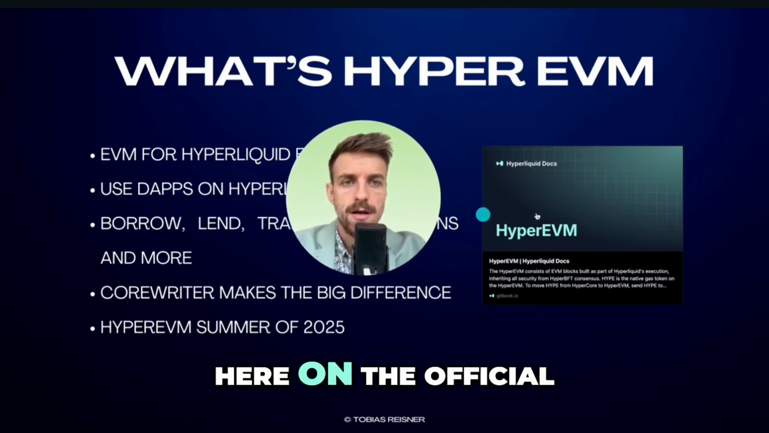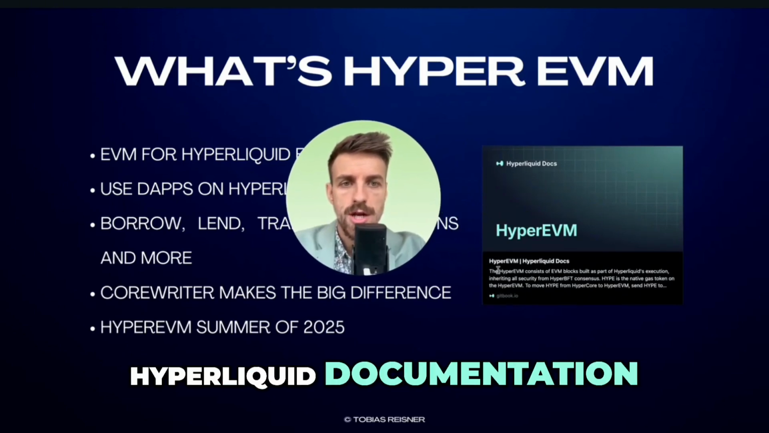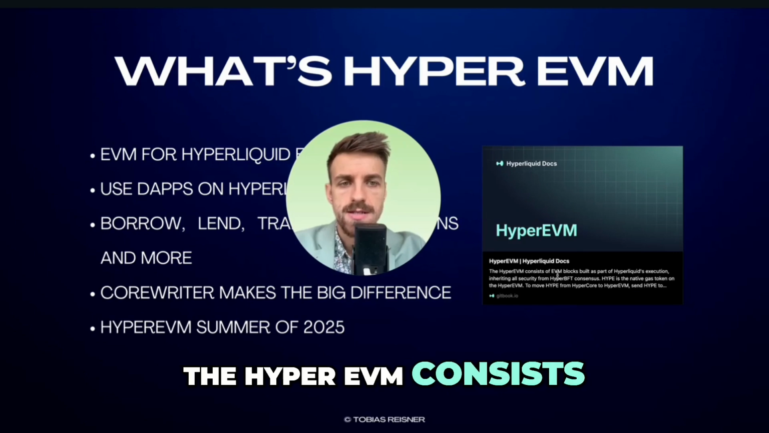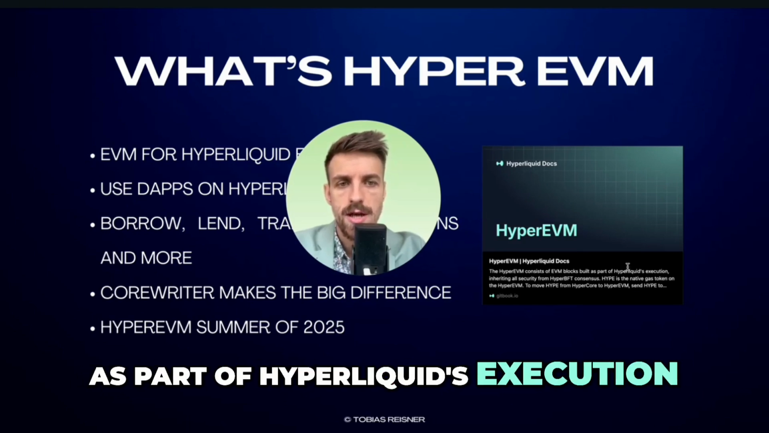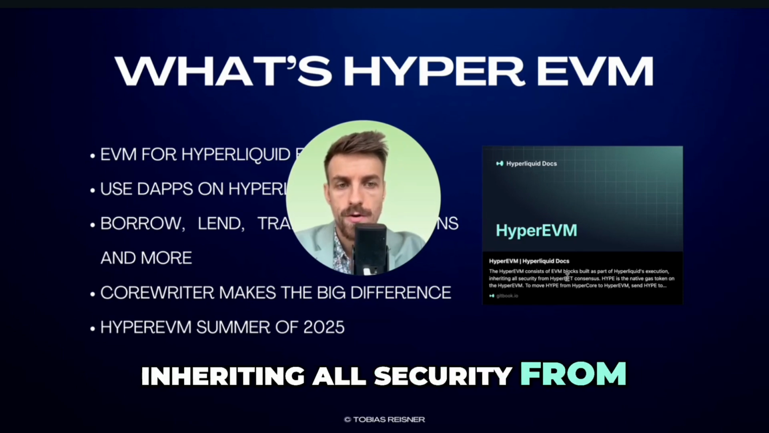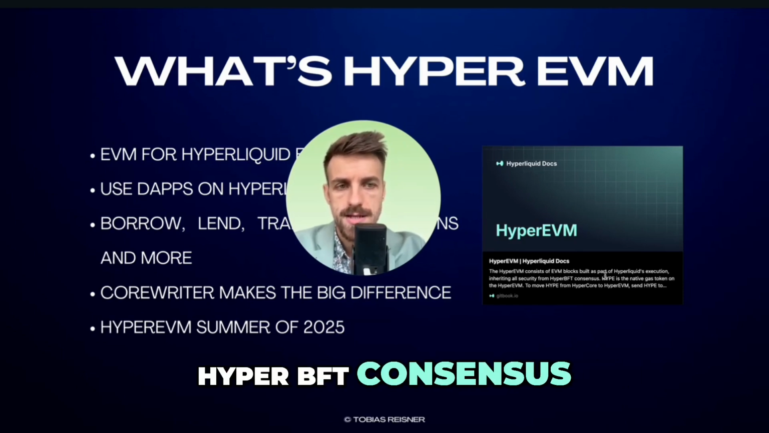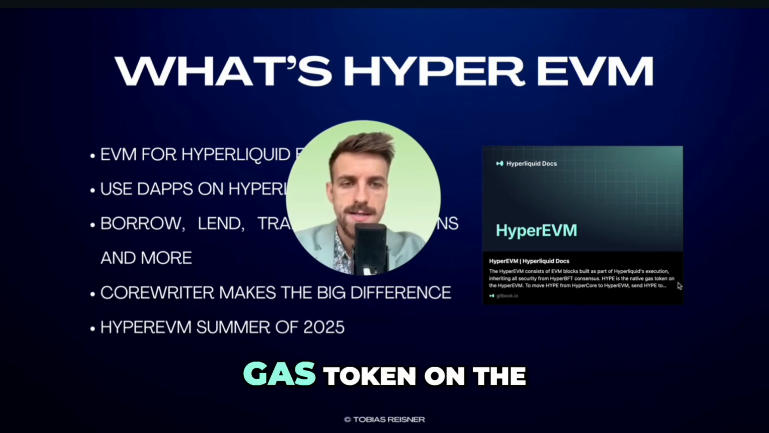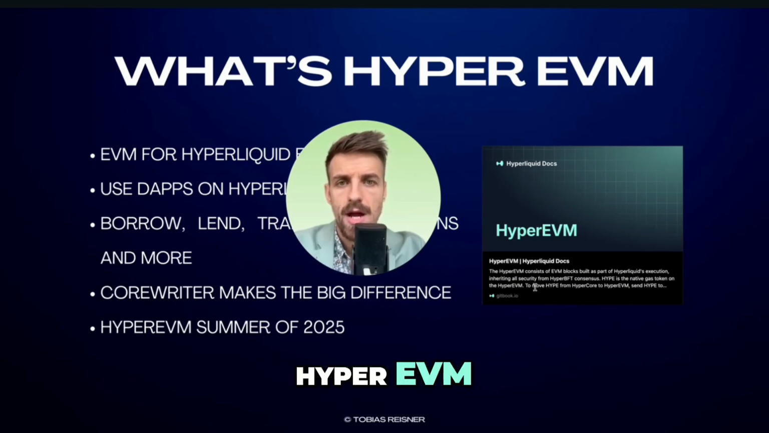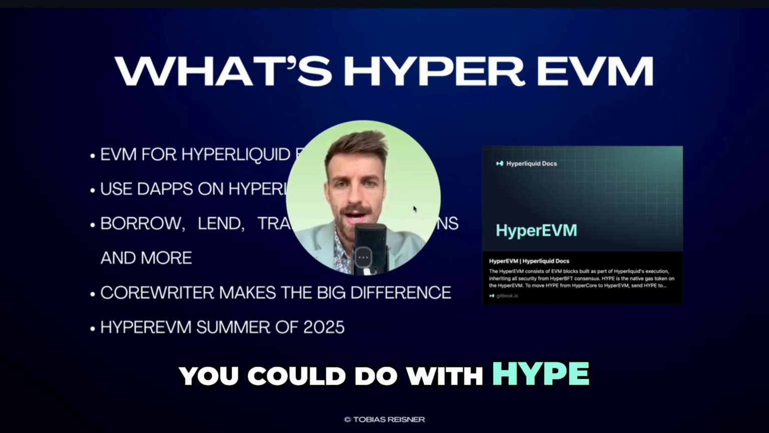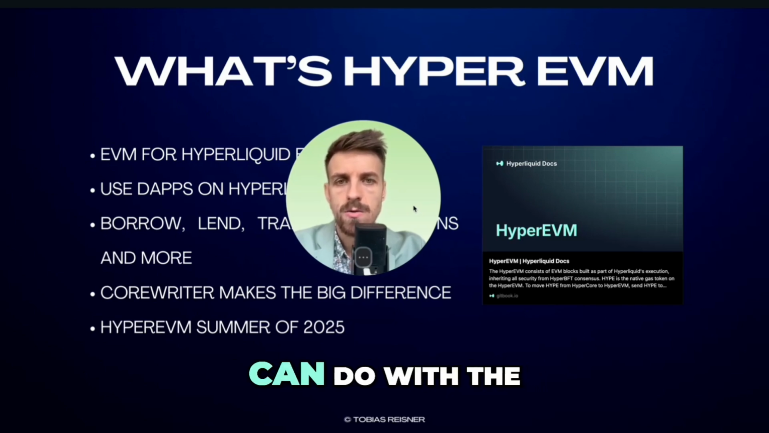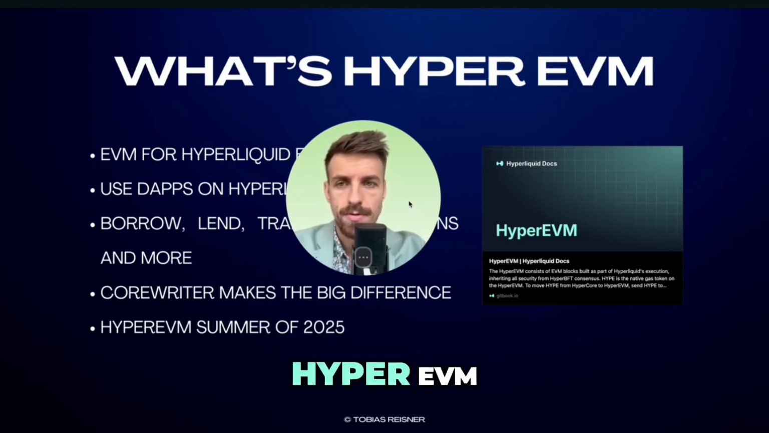You can see it here on the official HyperLiquid documentation. The HyperEVM consists of EVM blocks built as part of HyperLiquid's execution, inheriting all security from HyperBFT consensus. Hype is the native gas token on the HyperEVM. What does this mean? Basically, before we had HyperEVM, there was not much you could do with Hype. Now there's a lot you can do with the Hype token on the HyperEVM.